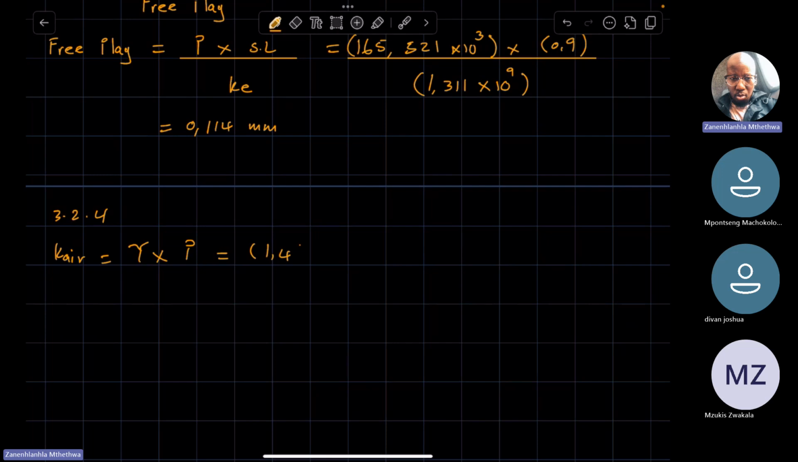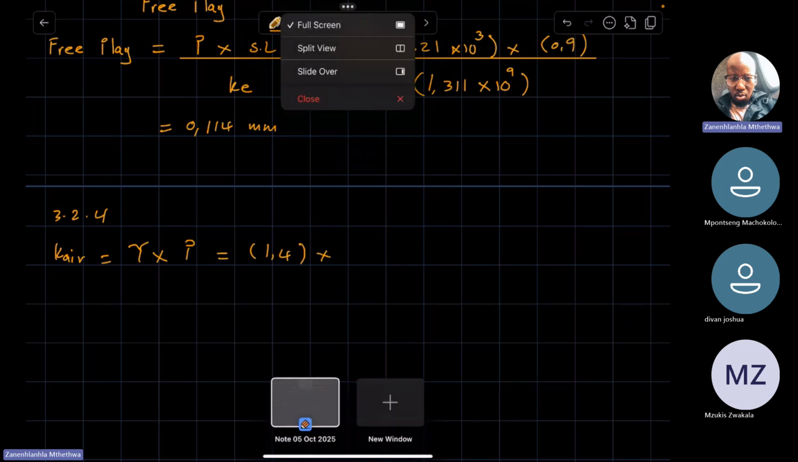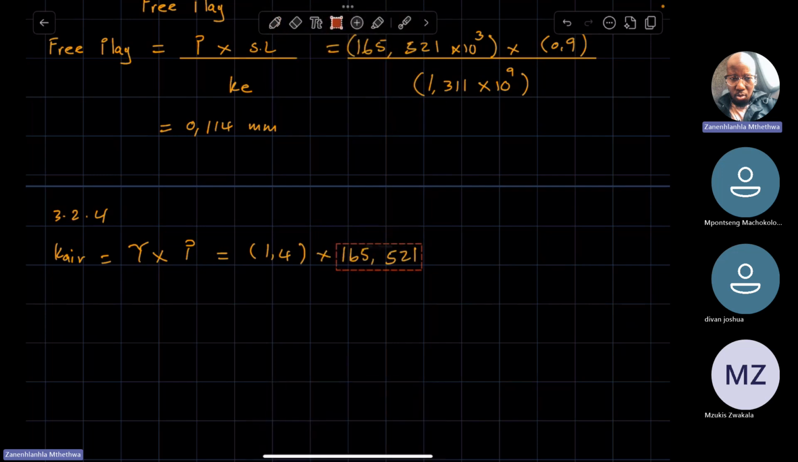Adiabatic index is 1,4 times the pressure in kilopascals is 165. And what do you get here? 231,729. 231,729 kilopascals. Right?